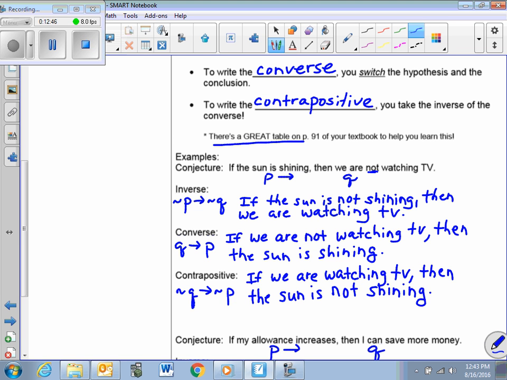But I'm pretty much always going to call our conditional statement if P then Q. So if I want the inverse, I negate both the hypothesis and conclusion. So I've got if not P then not Q. That's just going to say if the sun is not shining, then we are watching TV. You just got to remember 2 negatives make a positive, right? So if I'm negating this not right here, then that makes it positive. And the converse, I'm just going to switch the hypothesis and the conclusion, and the contrapositive is the negation of the converse. All right, so make sure you got those okay. Put yourself a question mark here if you need to ask about it in class.